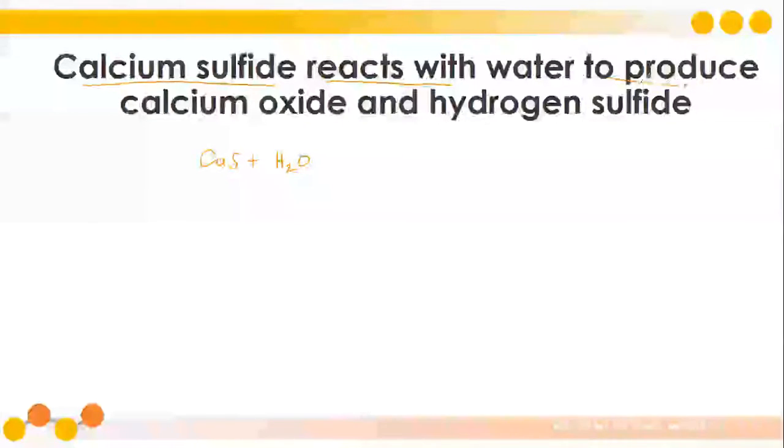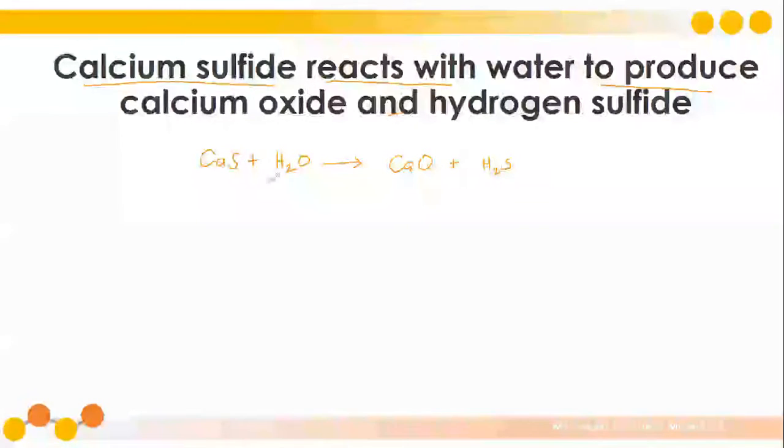Remember our indicators. To produce indicates the arrow sign, which means we are already transitioning from the reactants to the product side. To produce, we have here calcium oxide and hydrogen sulfide. And indicates a plus sign, so we have calcium oxide and hydrogen sulfide. Now, again, first step of balancing equations is you have to identify.